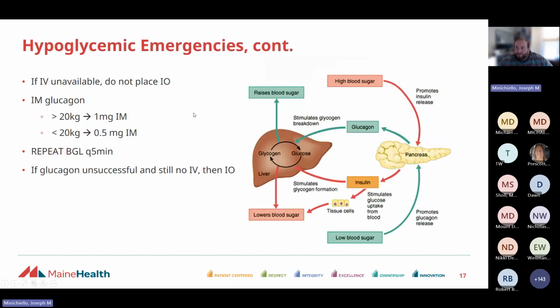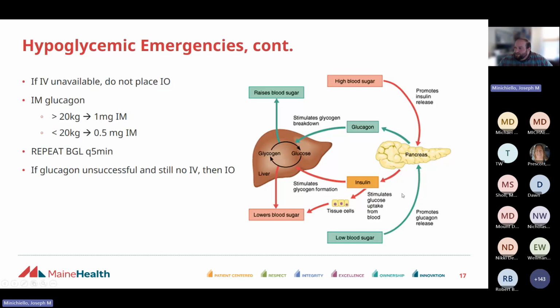Continuing on with hypoglycemia, if you don't have an IV available, prefer to not then jump right to the IO. Part of this is if you were to infiltrate and then have your sugar going into the tissues. Sugar is a really caustic thing to go into tissues. So if you don't have an IV immediately available to start some D50 or D10, you can then jump to IM glucagon. The dose per the protocol is based on a 20 kilo cutoff. It's going to be IM either 1 milligram above 20 kilos, half a milligram below.